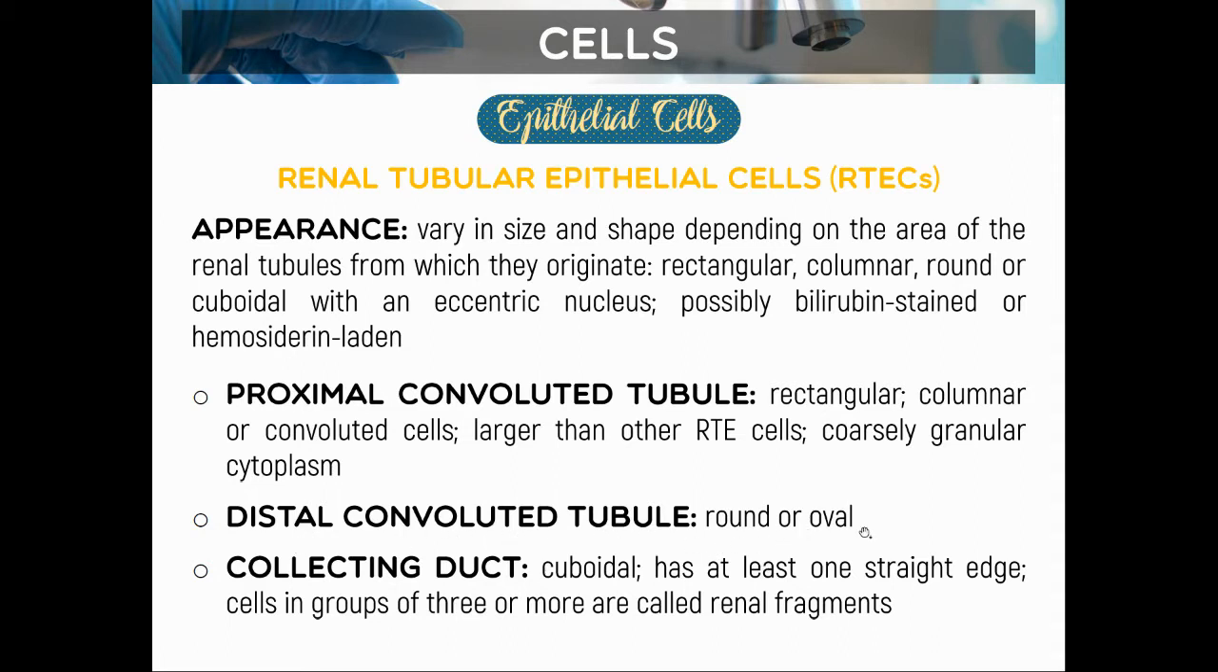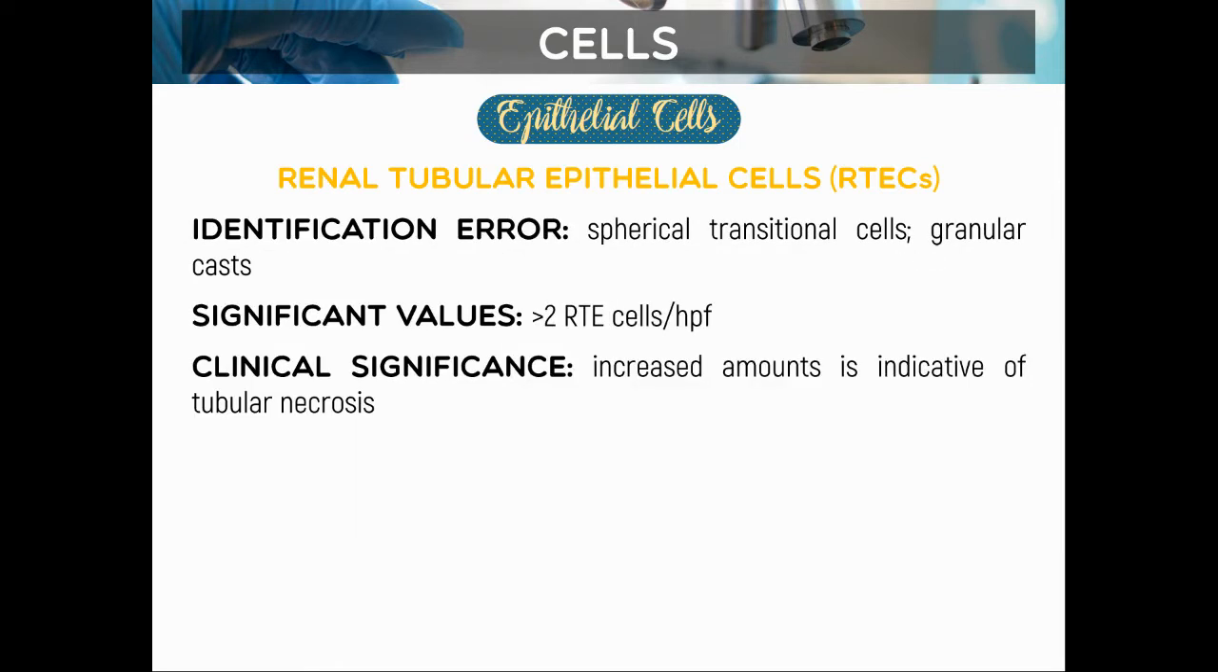Their appearance is round or oval. For those formed in the collecting duct, their appearance is cuboidal, and they have at least one straight edge, and when they appear three or more, they are called renal fragments. Again, if our RTEs are cuboidal in form and appear three or more under the microscope, they are called renal fragments.